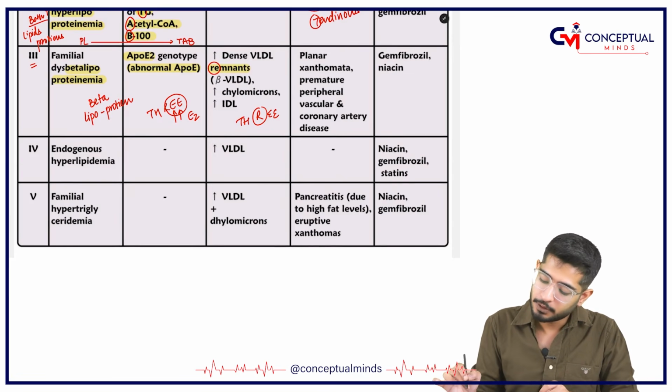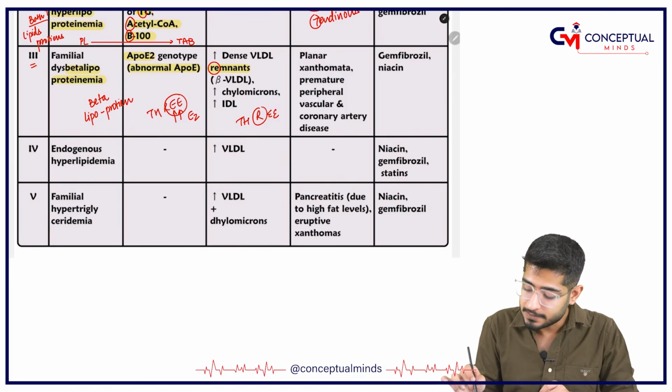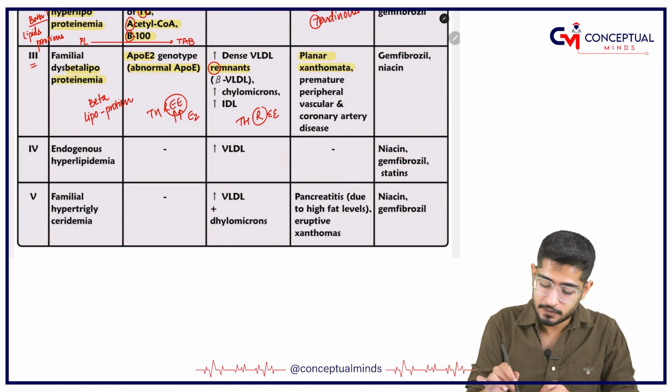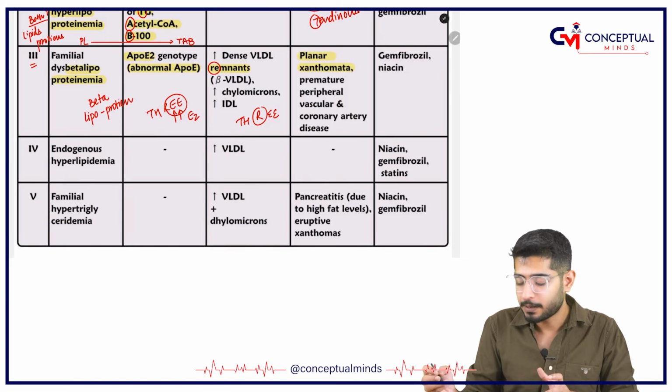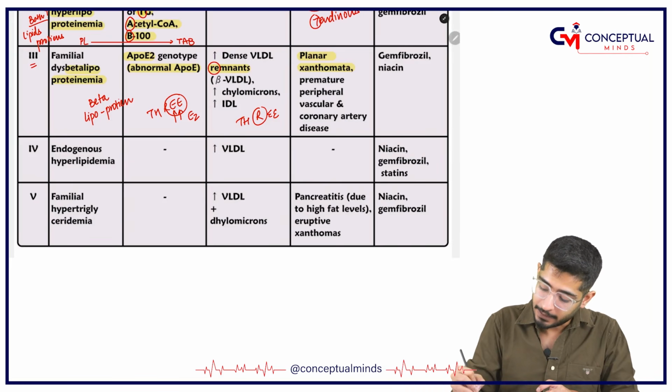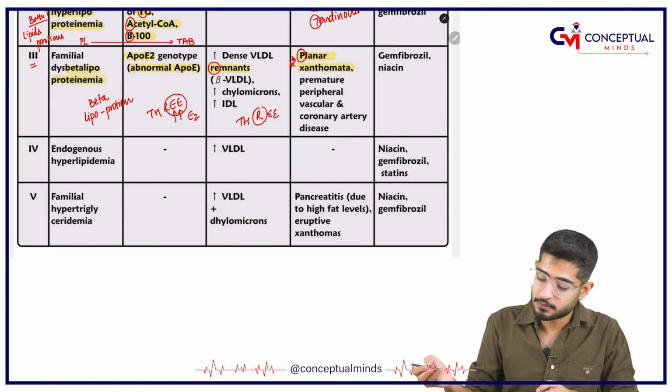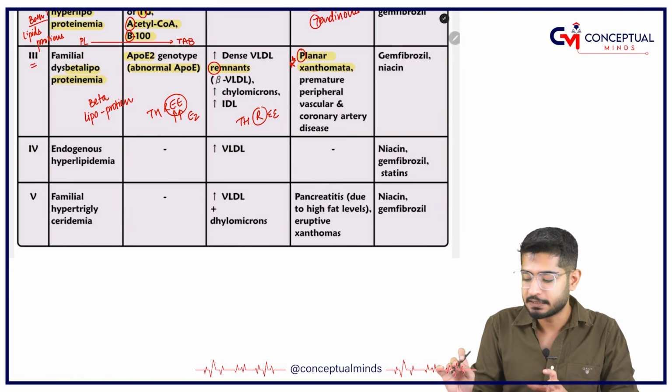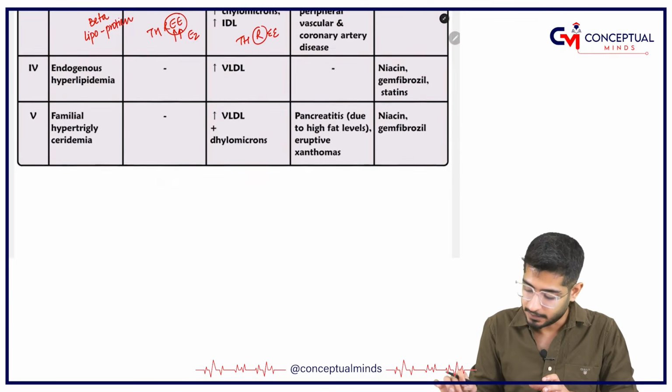So beta lipoproteinemia, please remember there is a plantar xanthoma that's going to be there. Okay, planar or plantar xanthoma that's going to be there. So you have to remember that is something which is related to 3. Okay, so plantar xanthoma, that's associated with 3. And of course, what is going to be the treatment? Again, the niacin and gemfibrozil is something that is given.